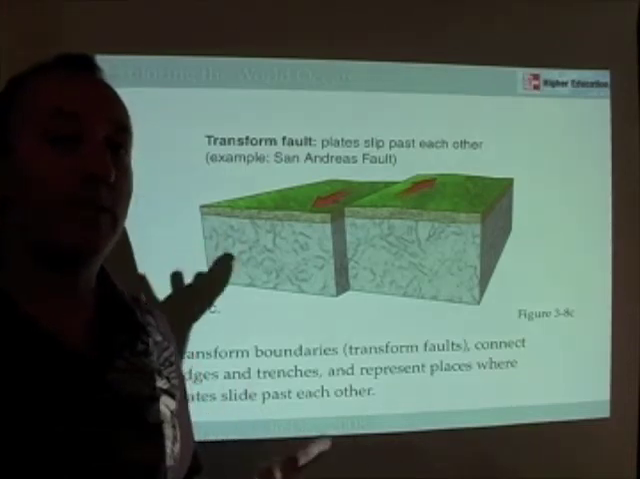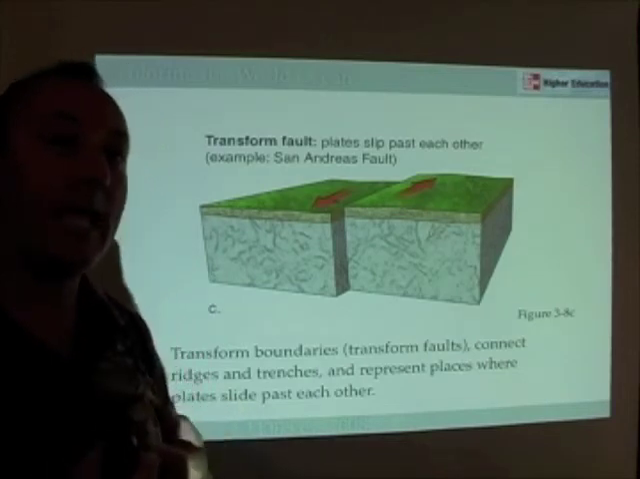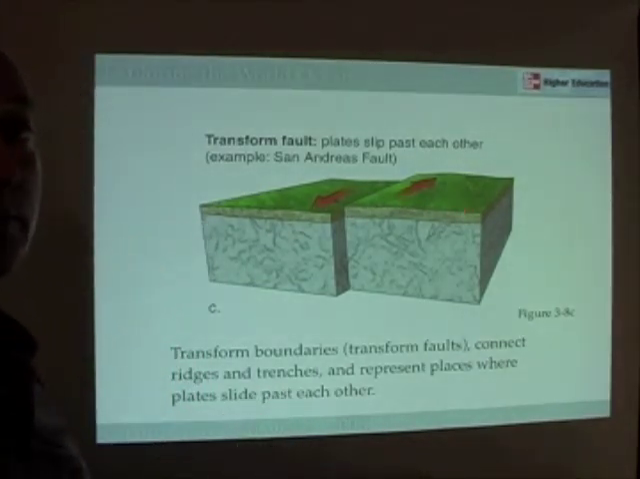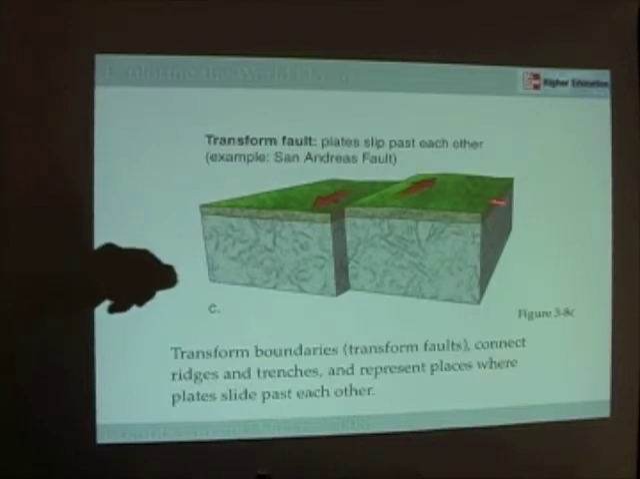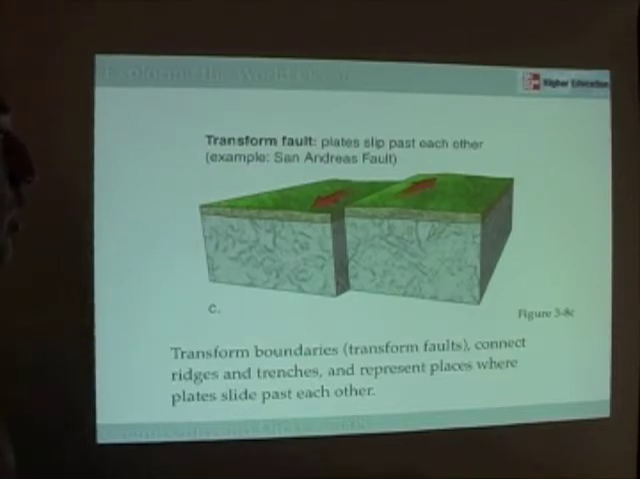So all of these boundaries, except perhaps for the divergent boundary, but both the convergent boundary and the transform boundary, or the transform faults, can create pretty severe earthquakes. So here we see in figure 3.8 two plates sliding next to each other, and of course the best example of it is the San Andreas Fault where we live, where the North American plate is sliding next to the Pacific plate.